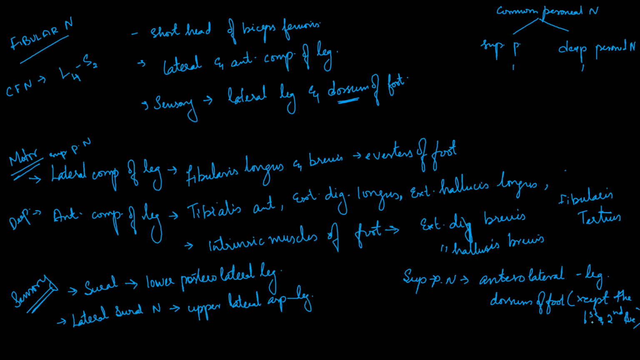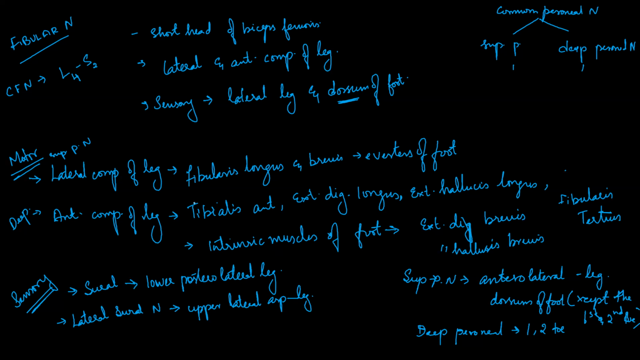Now, the deep peroneal nerve is the one that supplies the skin between the first and second toe, the dorsal aspect. This was about the sciatic nerve.